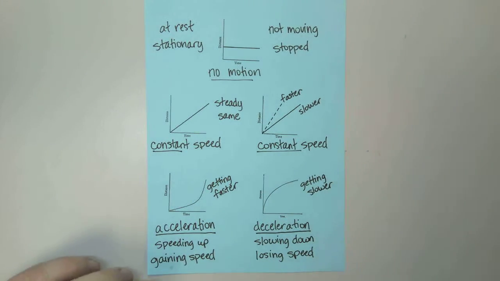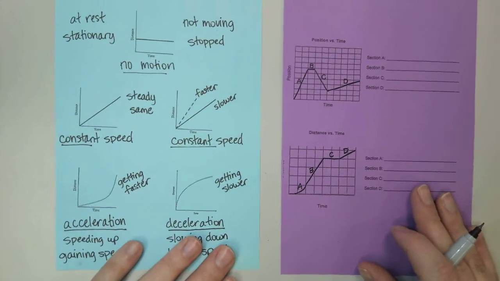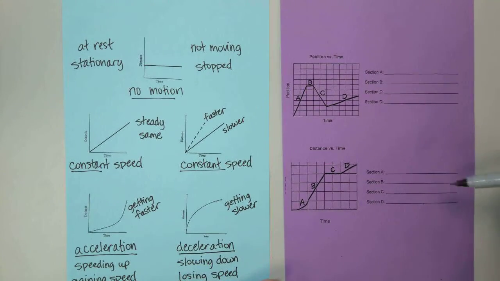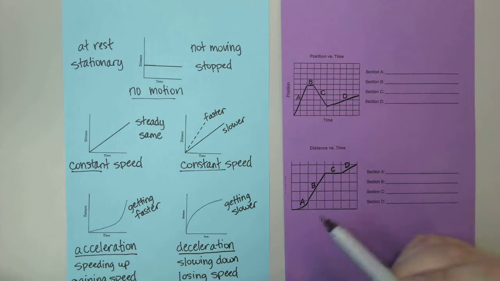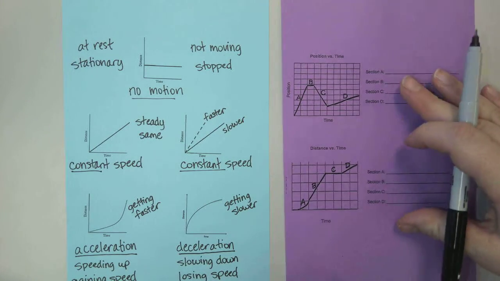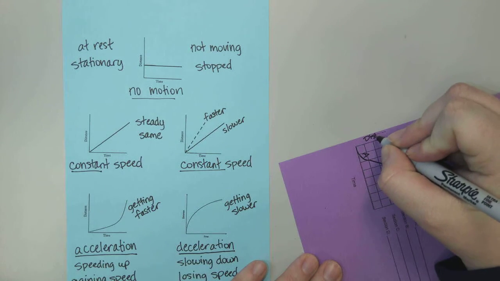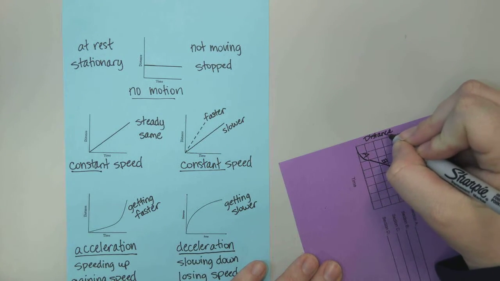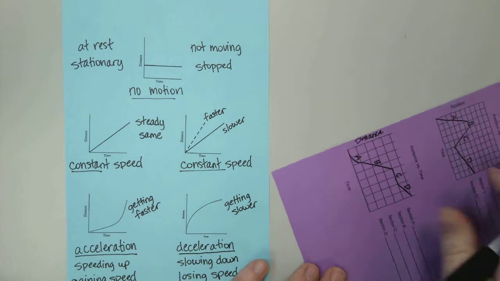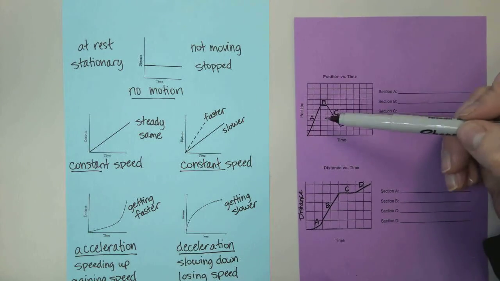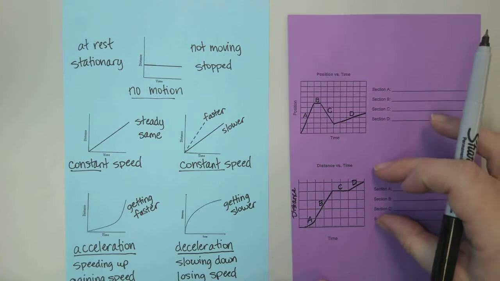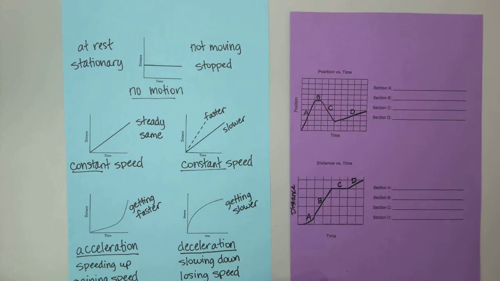Okay. So if we do some practice, I'm actually going to do the bottom half of the purple page first, because this is our distance versus time graph. So if I wanted to know what's happening in section A, and actually, if you got one of the purple papers where these words got cut off, that should say distance. Okay, the bottom one is distance, the top one is position, but I want to talk about distance first, because that's what we just talked about right here.